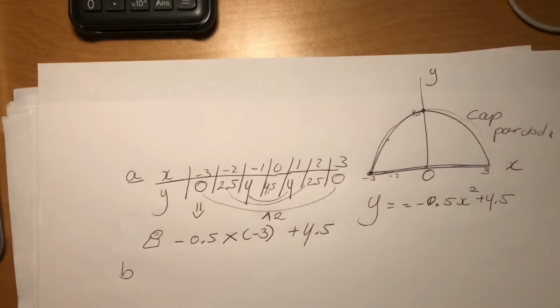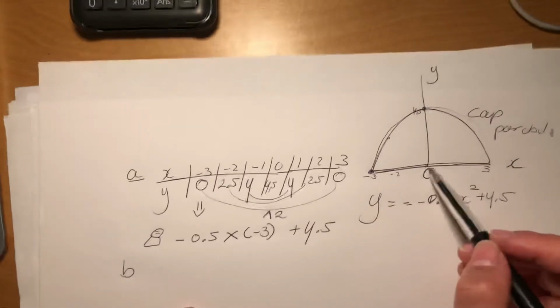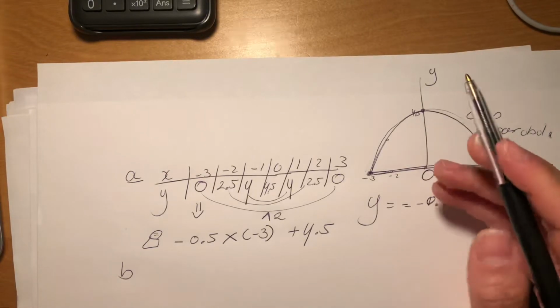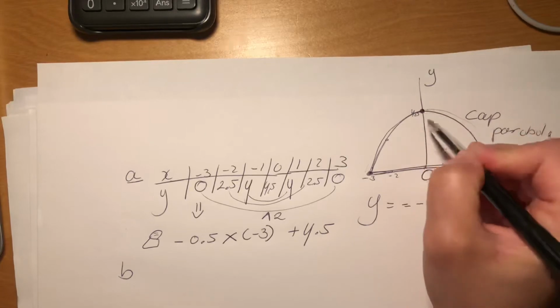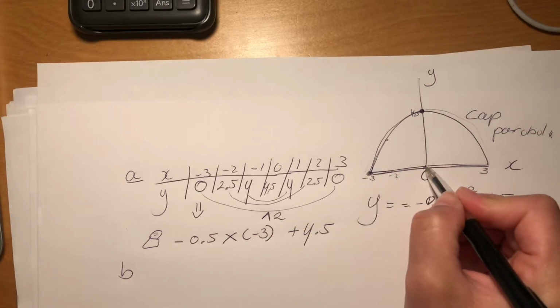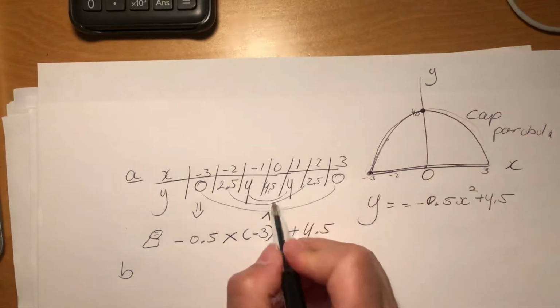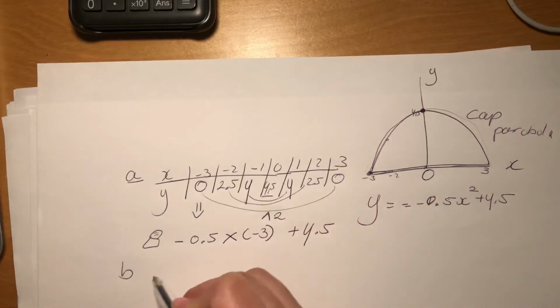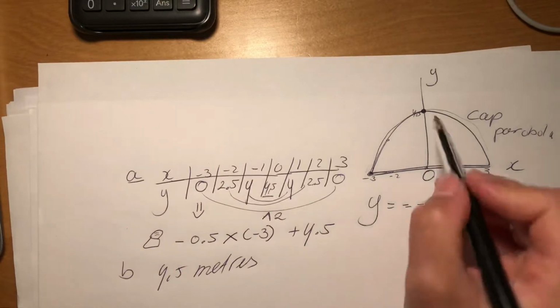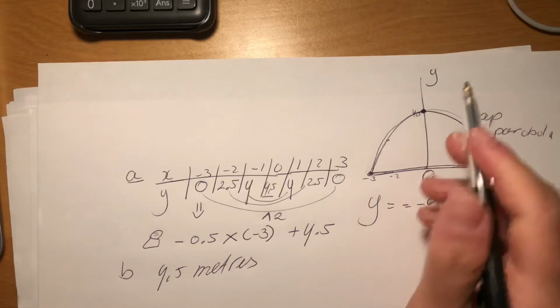Now let's go to question B. What is the height of the tunnel in meters? Wat is de hoogte van de tunnel in meters? Nou, de hoogte van de tunnel, they mean the maximum height. De maximale hoogte van de tunnel. So that is at x is 0, the maximum height. You can see it in the table as well. It's 4.5 meters. So the maximum height is the top of the parabola.